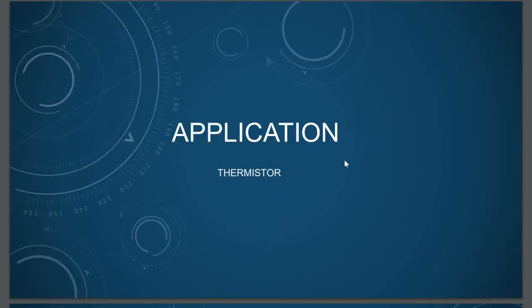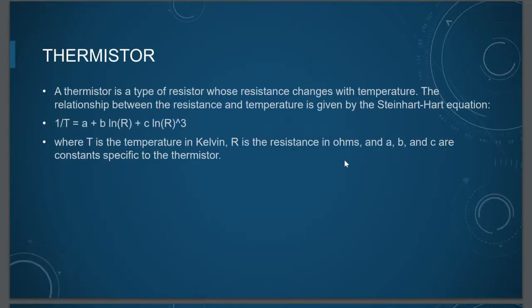Now let's move to the application. I have created an application using this method with a thermistor, where we will find the temperature value. So this is a thermistor. What is a thermistor? It is nothing but a type of resistor whose resistance changes with the temperature. The relation between the resistance and the temperature is given by the Steinhart equation.